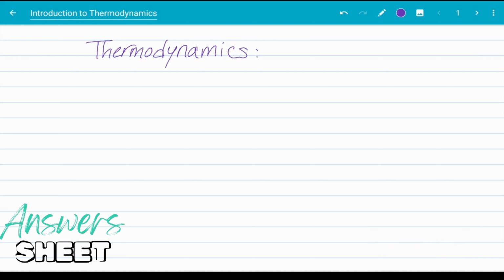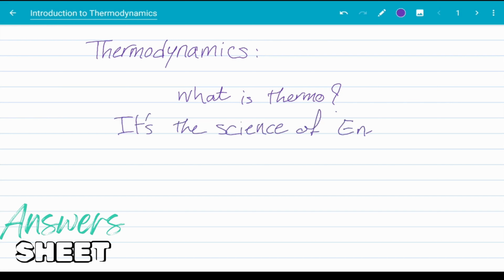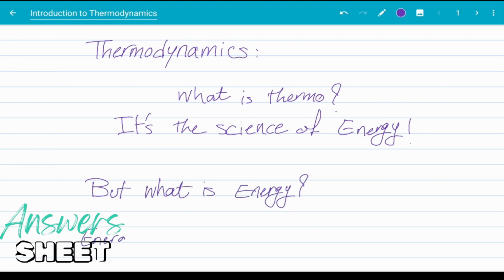Professor, and today I'm going to introduce the basics of thermodynamics to you. First things first, what is thermodynamics? Well, the short answer is that it's the science of energy. This brings another question. What is energy? We don't have a precise definition for energy, but we define it as ability to cause change or do work.